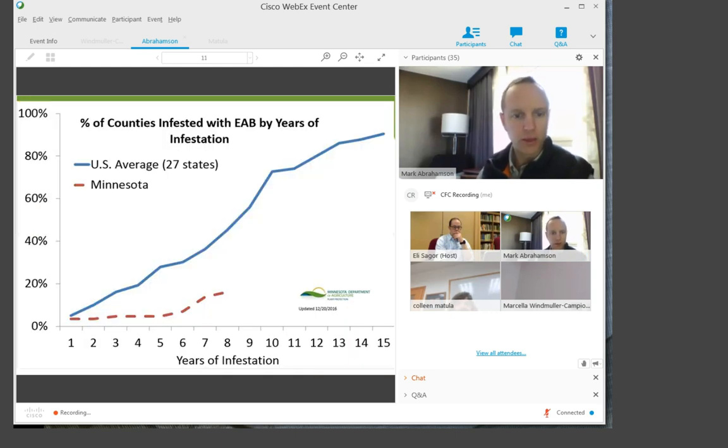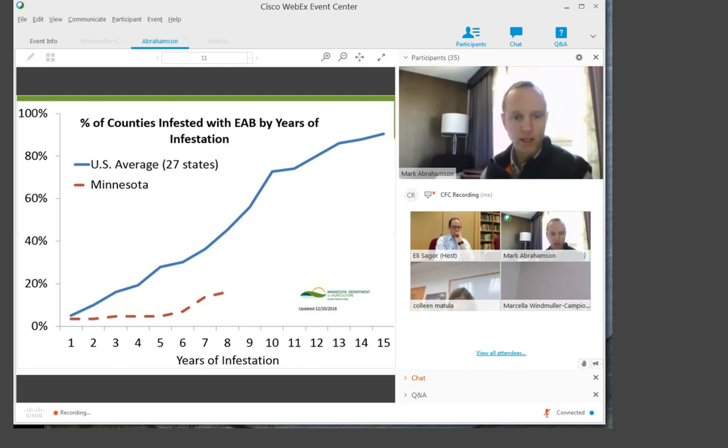In terms of the spread rate, Minnesota has actually had a bit of a slower spread from county to county than the U.S. as a whole. This is a rate of infestation in new counties by year of infestation for the U.S. as an average. That's the blue line, and then Minnesota is the red line. So we've pretty well tracked at about a quarter to a third of the national average in terms of how fast EAB is spreading, but it is still spreading. And you can see that there's only one direction that line's going to go as we go into the future. So certainly we have to continue to expect to see emerald ash borer expanding into new places, even though the longer we can make it take to do that, the better off we're going to be.